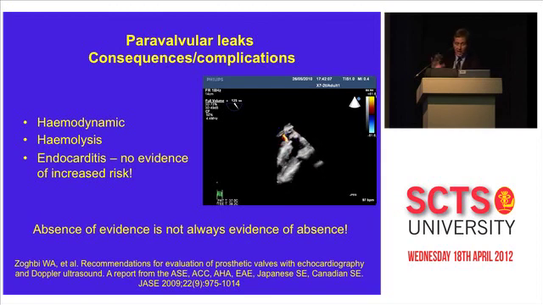It can cause hemodynamic problems, of course, and we have already excluded in this patient hemolysis and endocarditis. But then again, in the literature, there is absolutely no evidence that there's an increased risk of endocarditis with these patients. However, we know that absence of evidence is not always evidence of absence. So the fact is, you cannot do trials on this type of thing. So if you don't see it, doesn't mean it doesn't cause it.